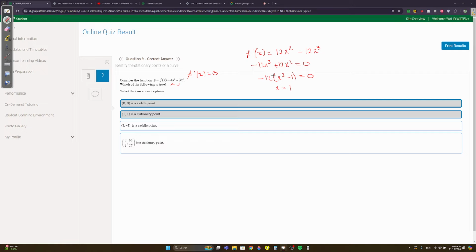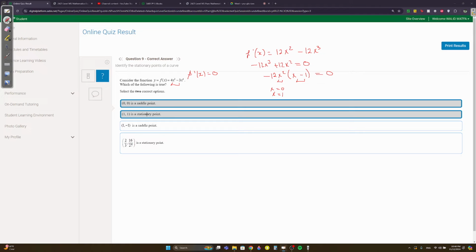Oh, sorry. Hold up. What did I just do? You take minus 12x outside. No, minus 12x squared outside. You're going to get x minus 1 equals 0. So you're going to get either x equals 0 or x equals 1.